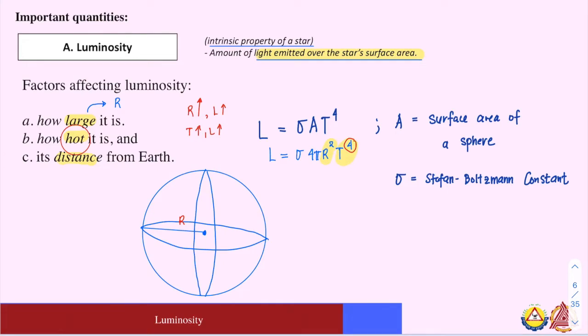So dako kay gyud na siya effect ang imong temperature dai class kumpara sa imong radius or size sa imong star in terms of the effect on the luminosity of your star.